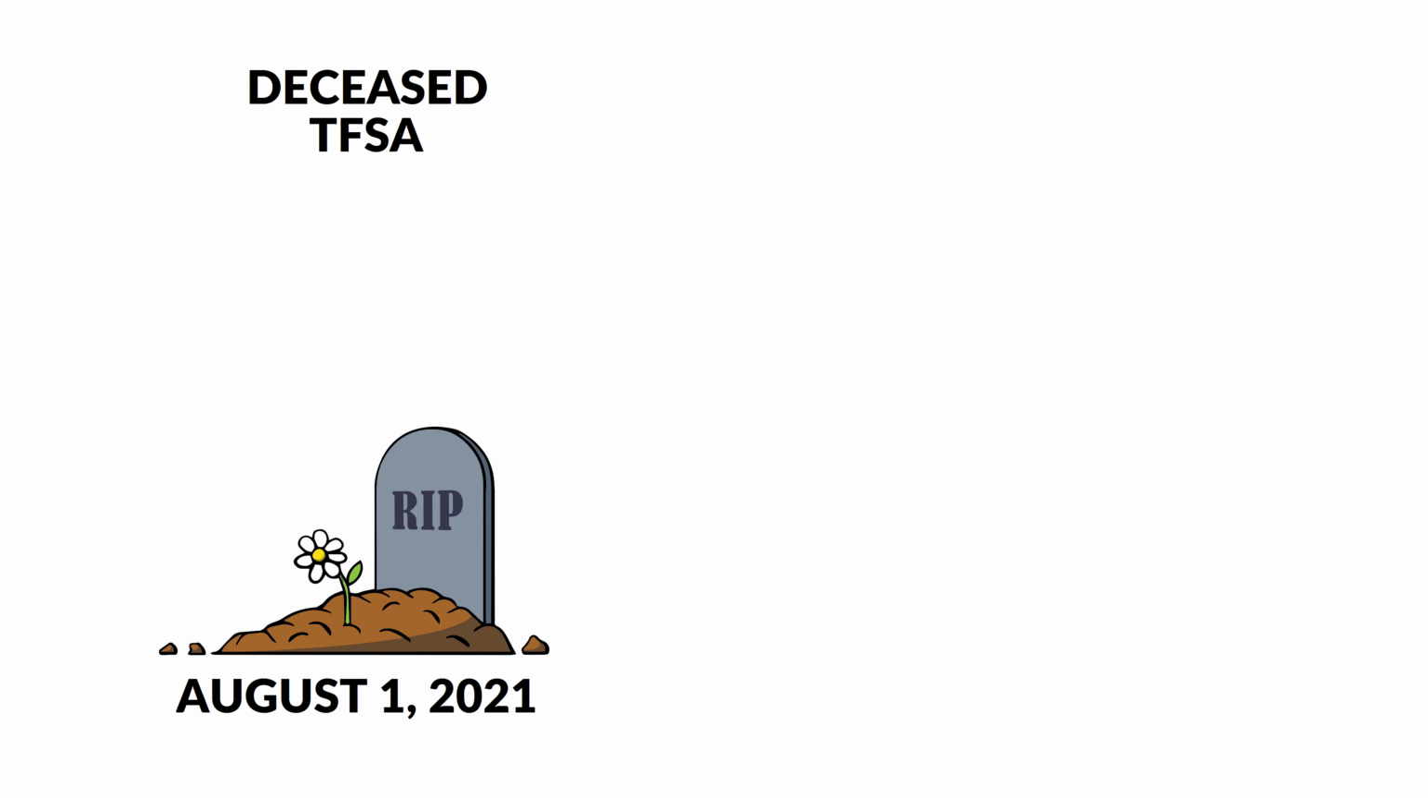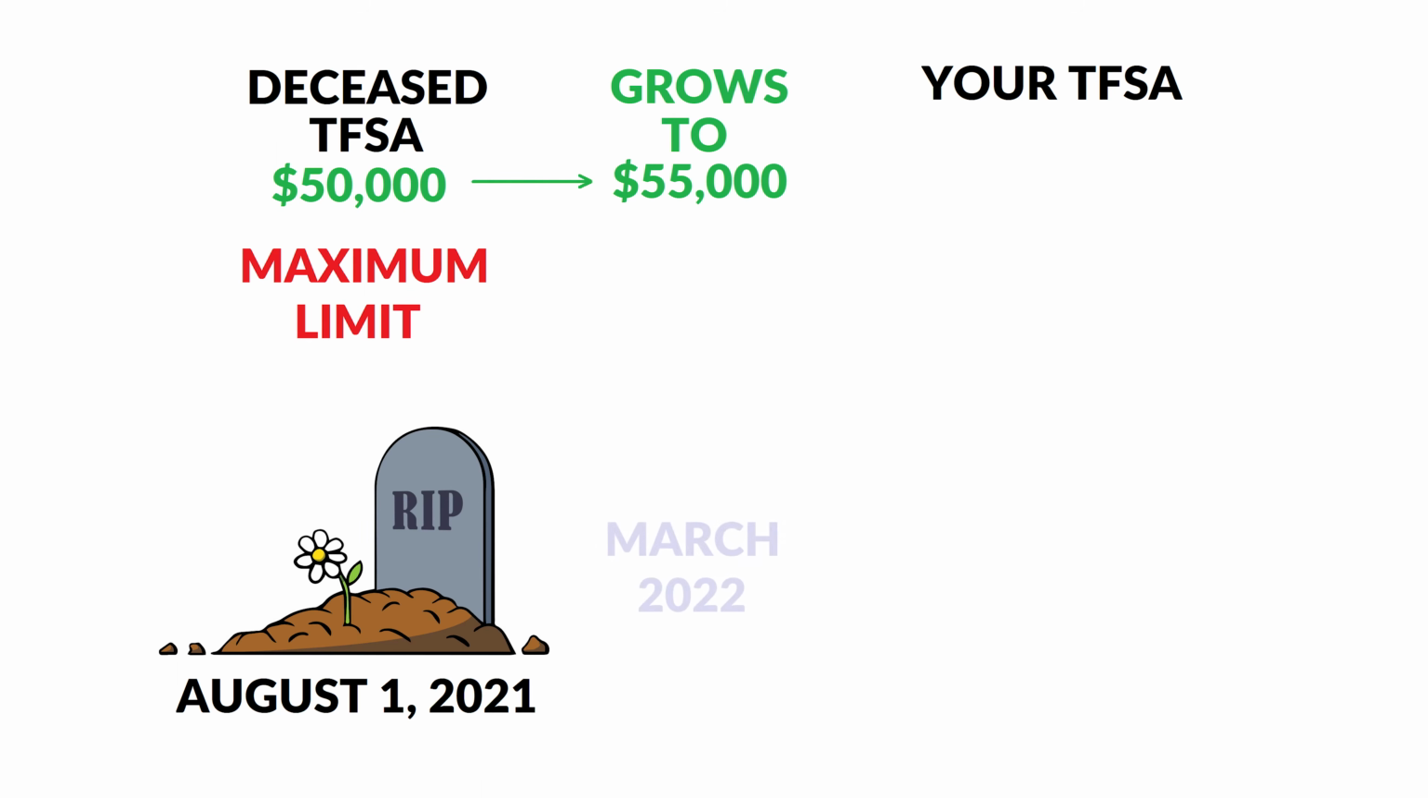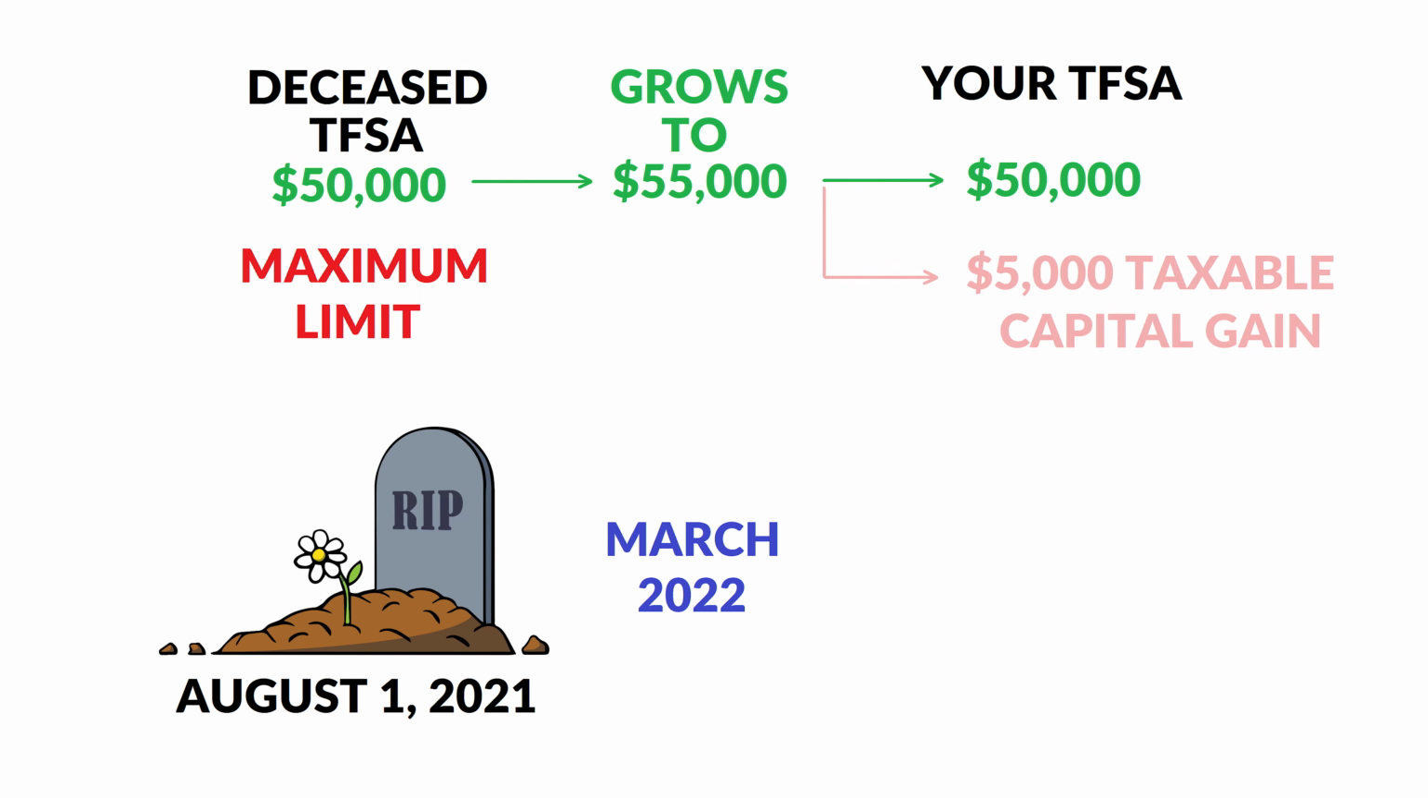So let's use an example to make it clear. If your spouse passes away in August of 2021 and the TFSA is worth $50,000 at that time, that $50,000 amount is now the maximum limit that you can transfer into your own TFSA. If the TFSA grows in value, say $5,000 in the following months to a total of $55,000 by March of 2022, you can only transfer the original $50,000 without facing any tax consequences. Any extra growth beyond that initial amount is considered taxable as a capital gain.